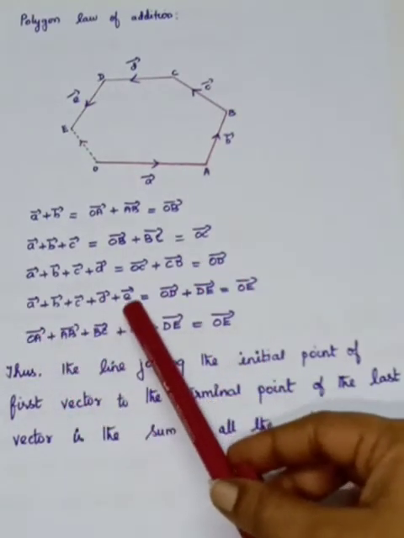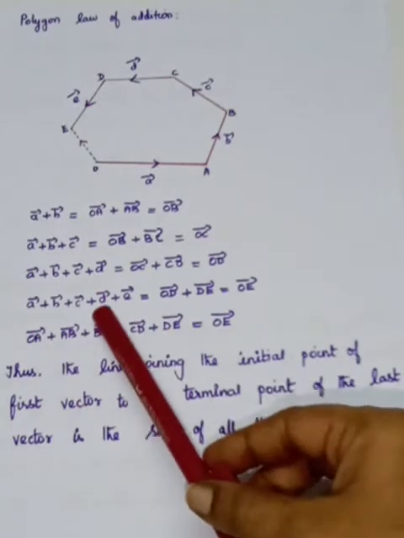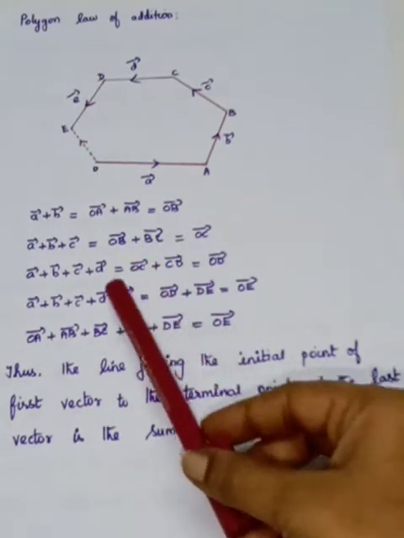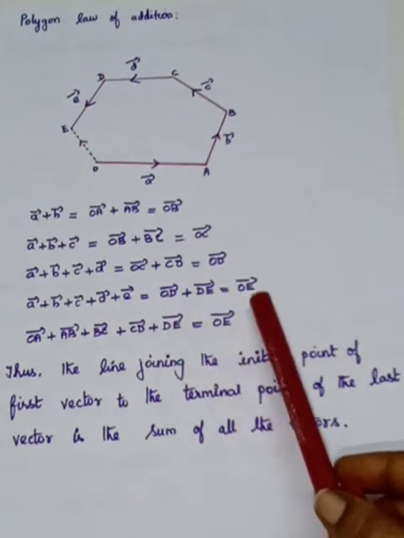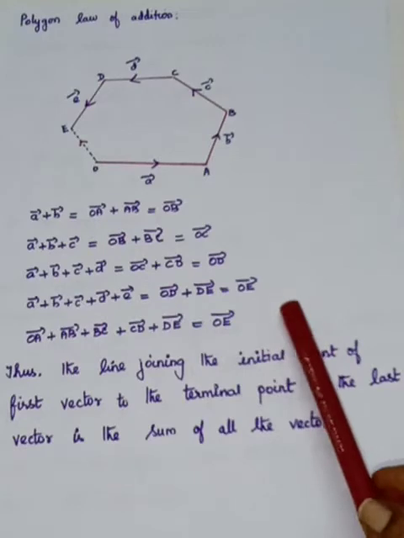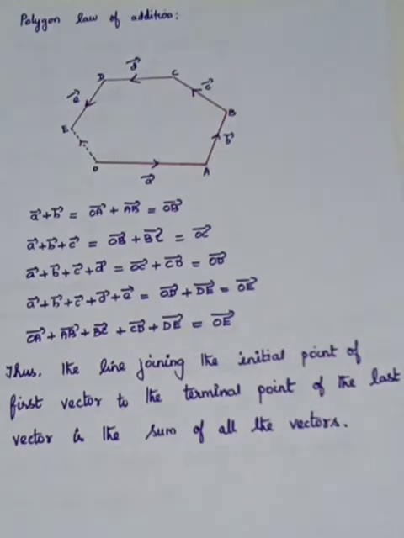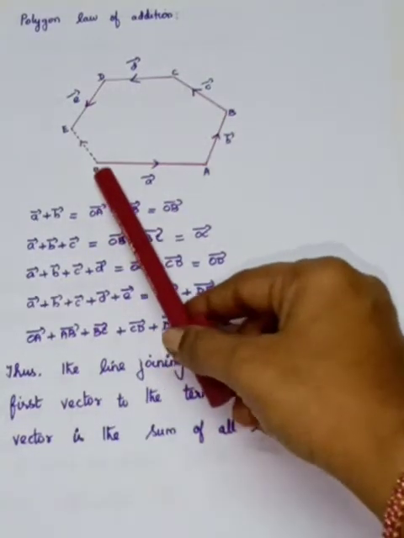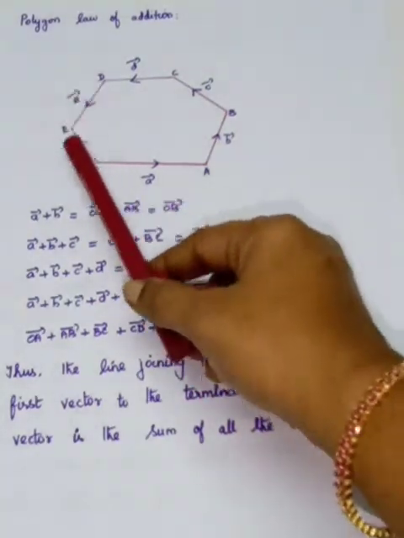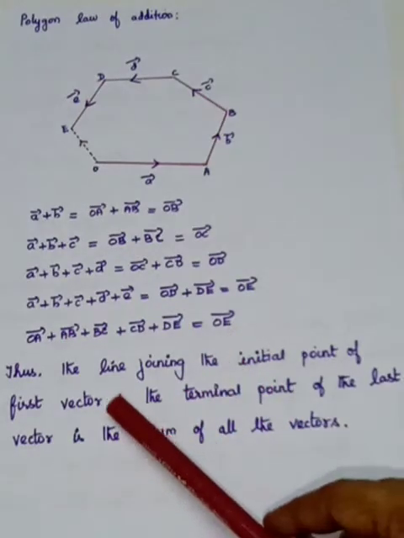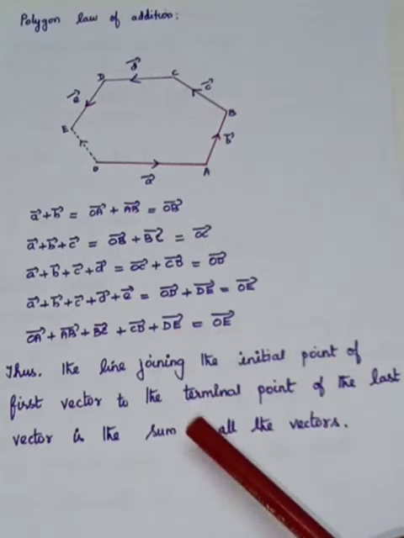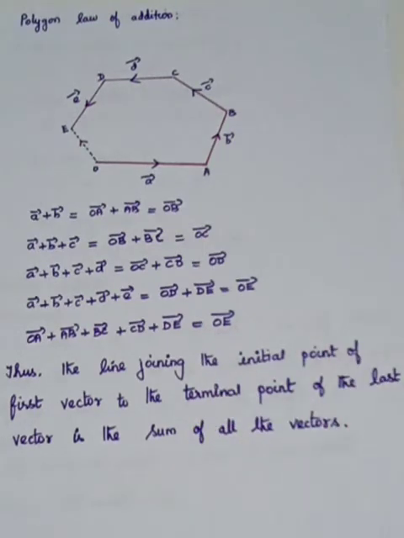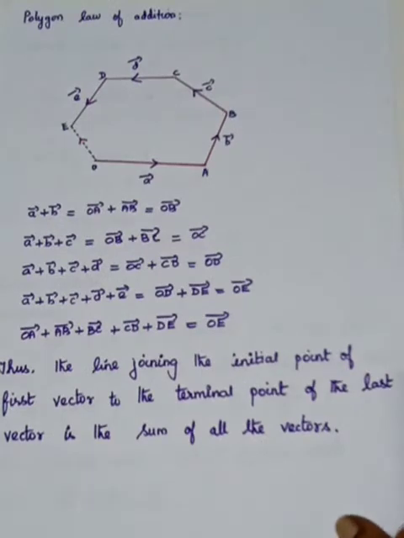If you add the fifth vector, the sum of the first four vectors is OD vector, plus the DE vector has to be added. E vector is DE vector. So OD vector plus DE vector is equal to OE vector. This OE vector is nothing but the sum of all the 5 vectors. O is the initial point of the first vector. E is the terminal point of the last vector. So the line joining the initial point of the first vector to the terminal point of the last vector is the sum of all the vectors. That is the polygon law of addition of vectors.